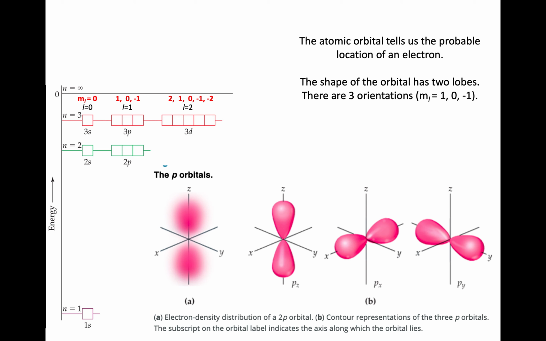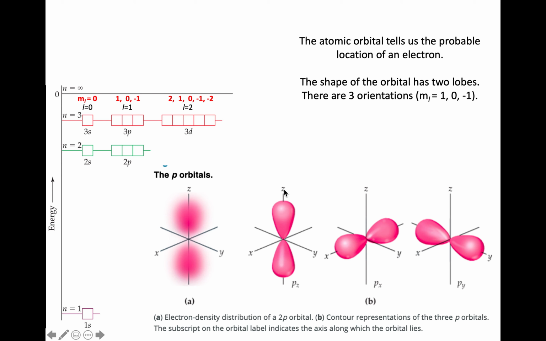Here would be representations for the p orbitals. Once again, the atomic orbitals are telling us the probable location of an electron. The shape of a p orbital, I see 2 different lobes. There are 3 orientations in space now. The m sub l values are telling me the number of orientations. With the m sub l values, I see allowed values of 0, 1, minus 1, 3 different orientations, 3 different boxes I'd be filling in. That's what those subscripts are designating. pz, px, py, they're showing which axes those 2 lobes are centered along. Along the z, along the x, along the y.